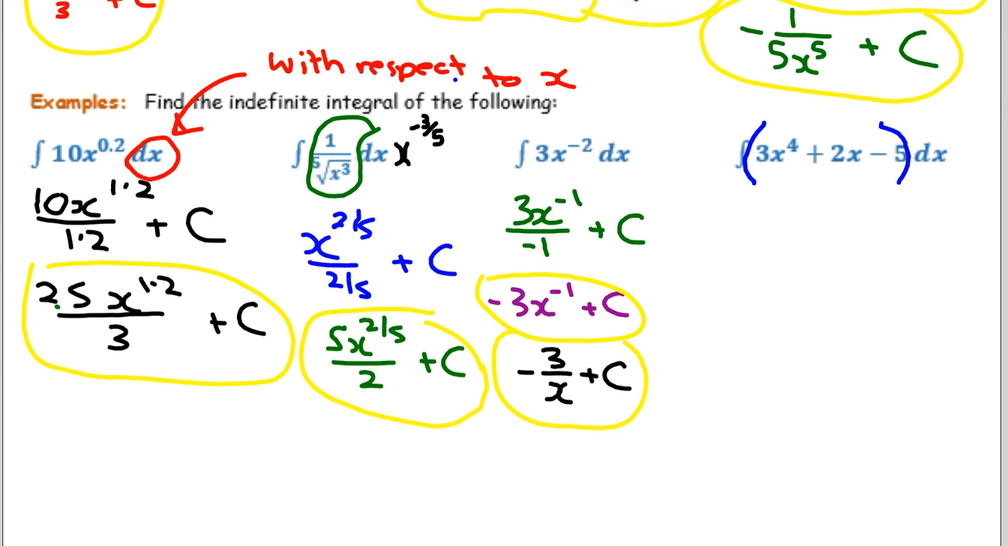This is nice, it's just there's a few terms, so we've just got to do them all. 3x to the 5 over 5. 2x to the 5 over 2. Let's do all this as a first step. Minus 5x. And then what have I forgotten? Plus C.